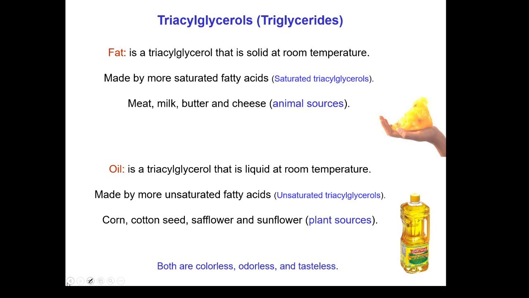Oil. A triacylglyceride that's liquid at room temperature needs to at least have an unsaturated fatty acid in there, probably going to have multiple unsaturated fatty acids. Corn, cottonseed, sunflower seed, olive oil. They don't have color. They don't have a smell unless they've gone rancid, or you oxidize them, burn them, things like that. And they don't have a taste, really.